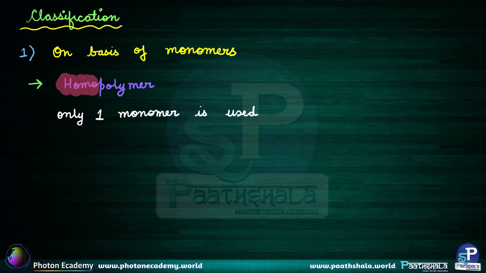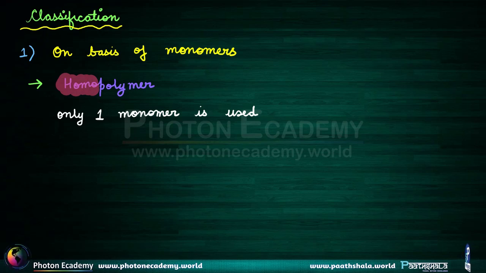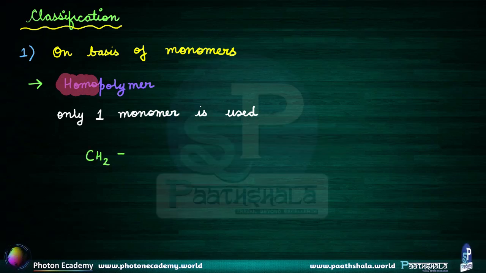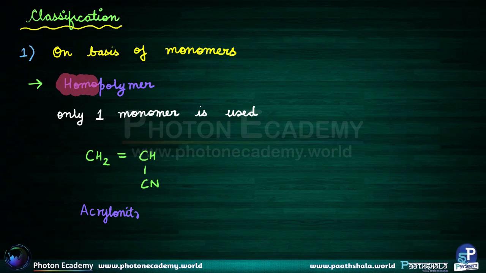If we see an example, we have already seen ethene and styrene. They both are examples of homopolymer. But we'll see one more example so that we have knowledge of all the polymers and we can quickly place the monomers when we are given a polymer species. The next type of homopolymer we'll see is CH2=CH with a CN. This is known as acrylonitrile. We can see the nitrile group over here, the CN. So this is called acrylonitrile.